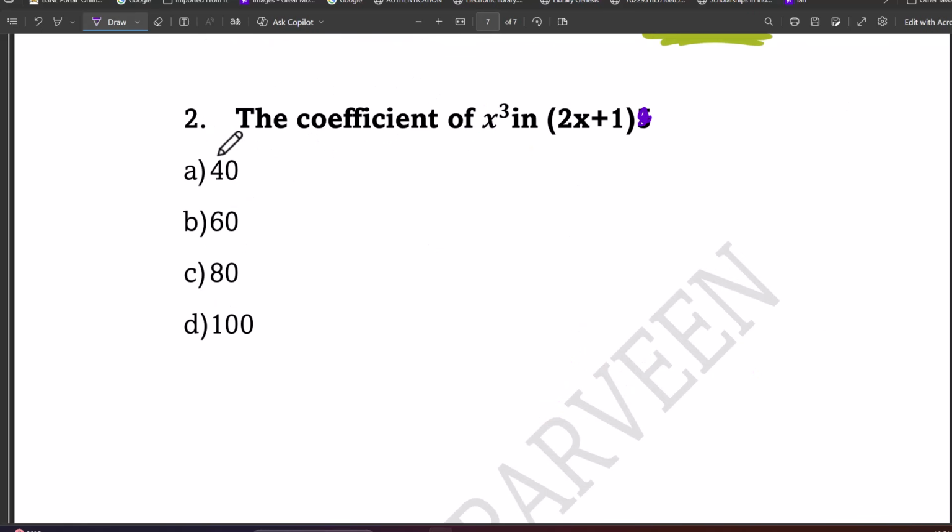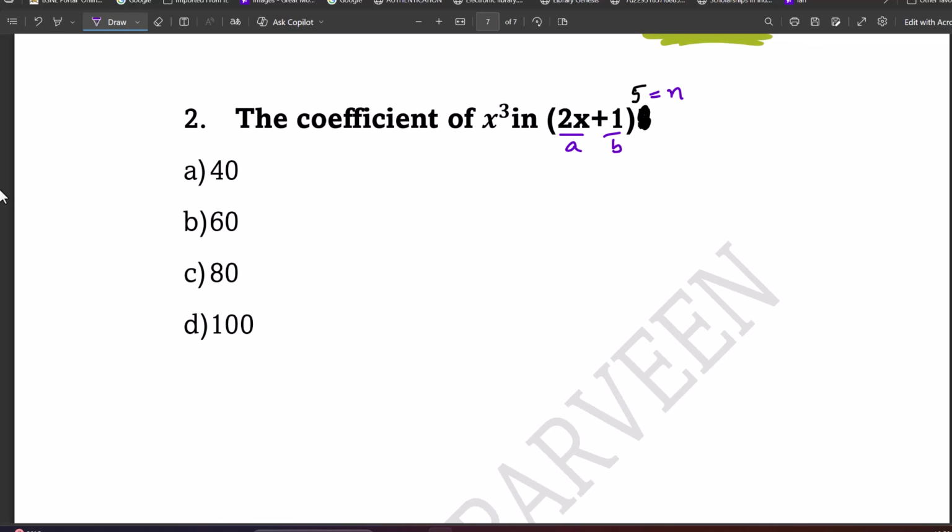Another similar type of question I am showing you. Here it is to the power 5. Next question. The coefficient of x cube in (2x plus 1) whole to the power 5 is. So here this is our n, this is our a, this is our b. We have to find the coefficient of x cube.